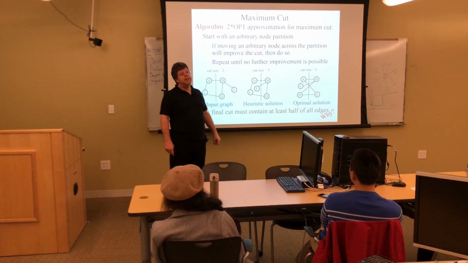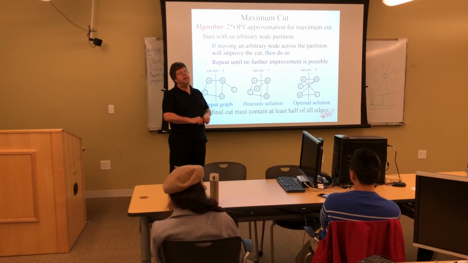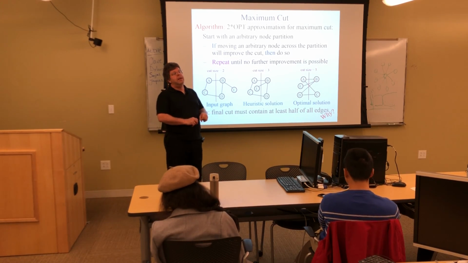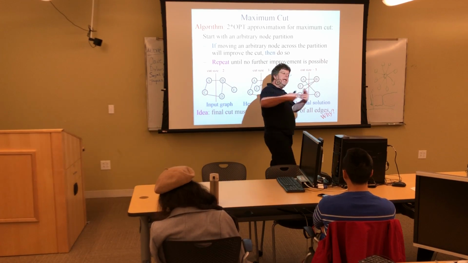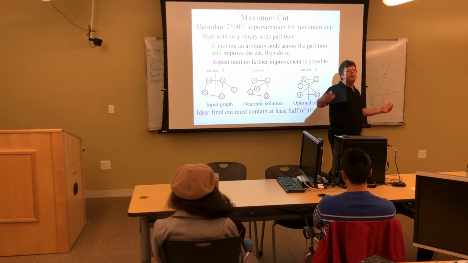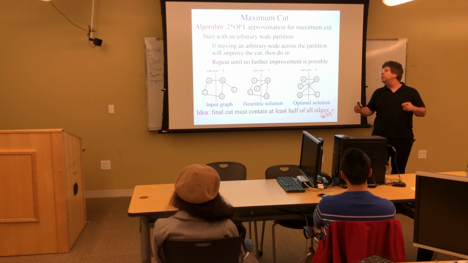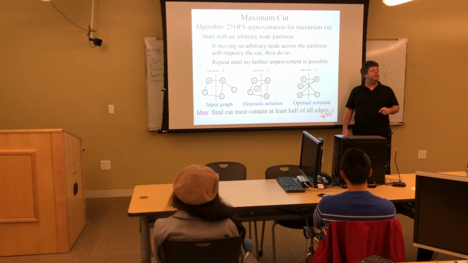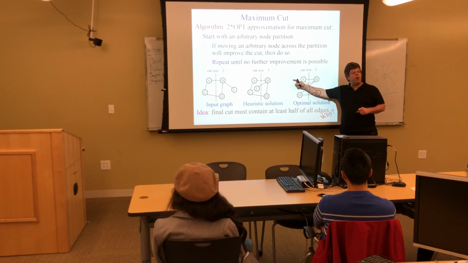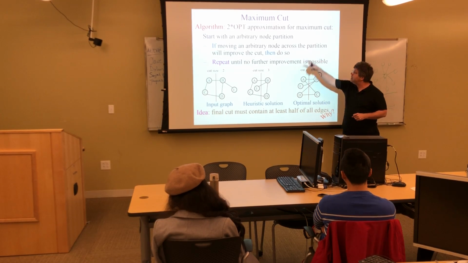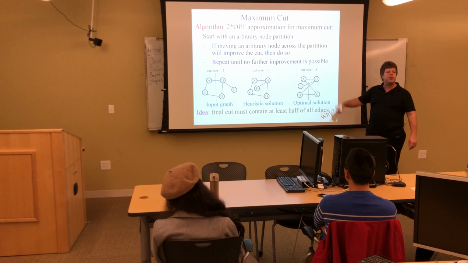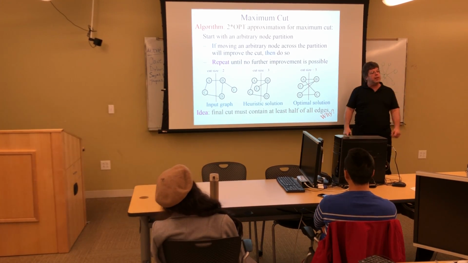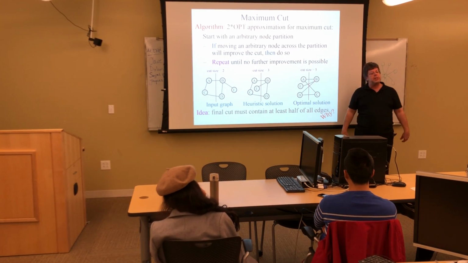Why? Because when you stop doing this, and why will you stop doing this? Because you can't do any more of these moves that will keep improving. But when you stop doing this, no node moving across will improve, which means it has more neighbors across than on its own side, which means the same argument will hold as before, that you've reached at least half the edges in the graph will cross the cut, and you're no worse than twice, so you are inheriting the bound. You see, you can analyze different heuristics now.